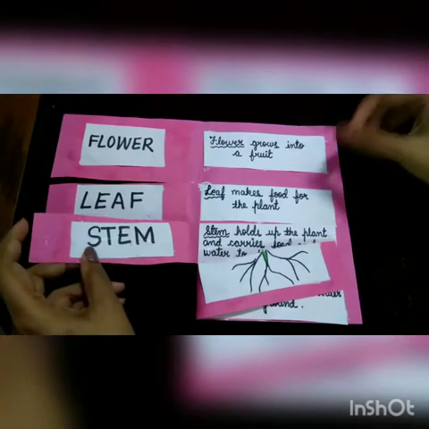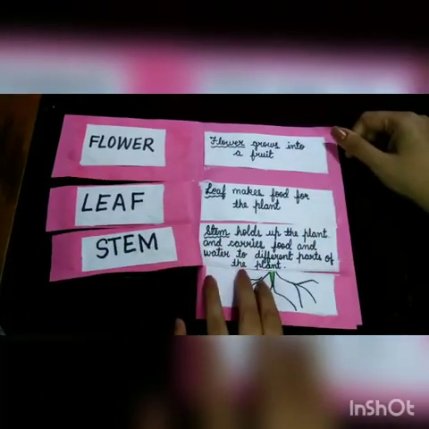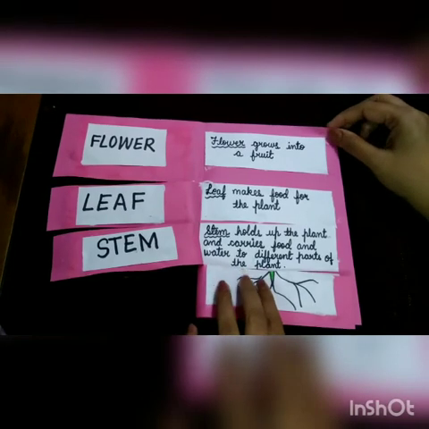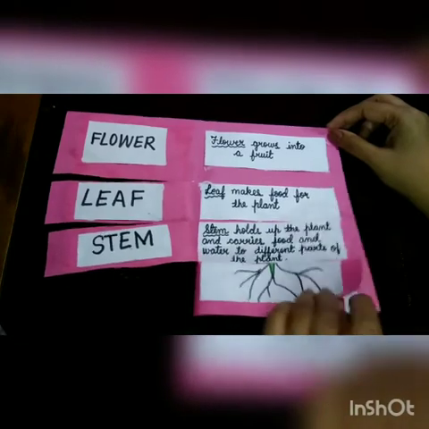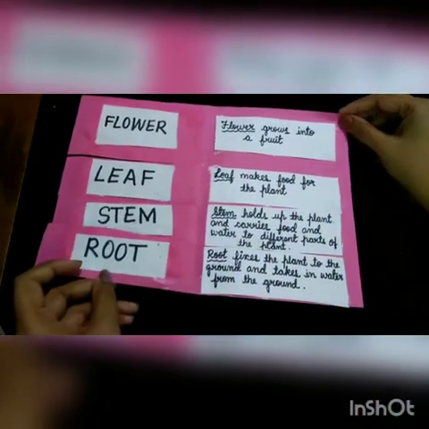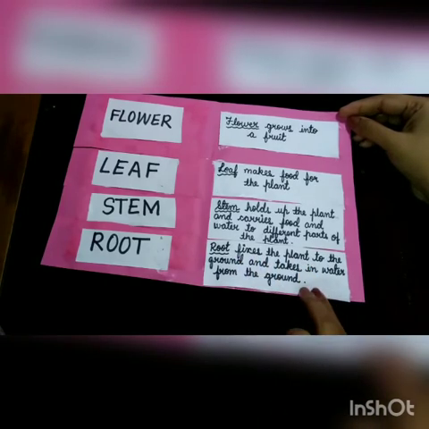Then is the stem. Stem holds up the plant and carries food and water to the different parts of the plant. And then is the root. Root fixes the plant to the ground and takes in water from the ground.